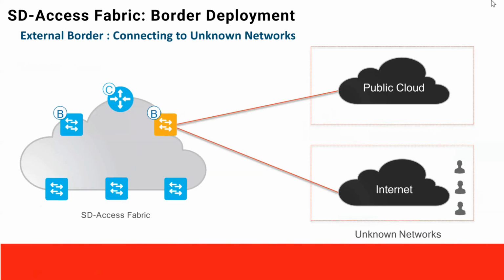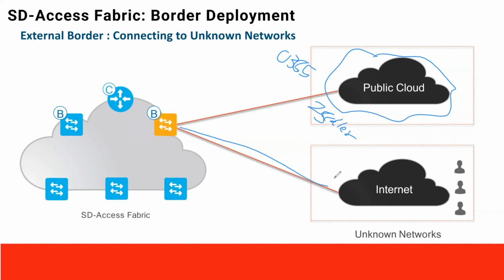Now, what are the unknown networks? Public cloud, like someone was asking, either it will be Office 365 or it will go to the Zscaler proxy and then go to Office 365, whatever it is, or it's directly the internet. It will be connected to the external border.